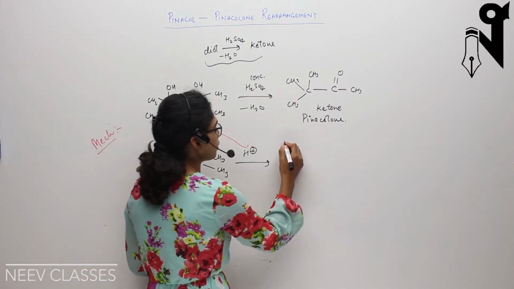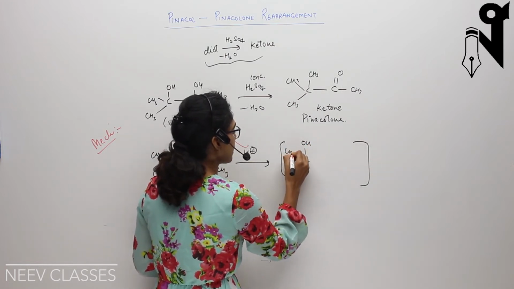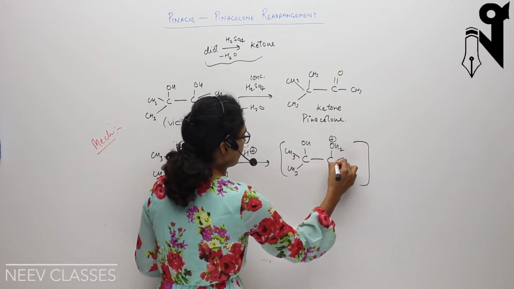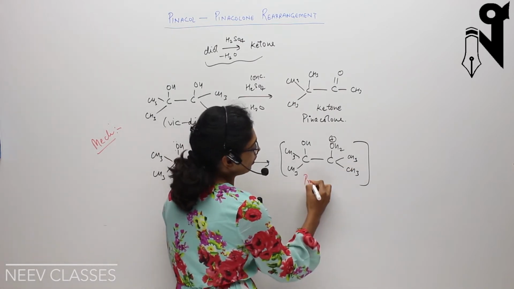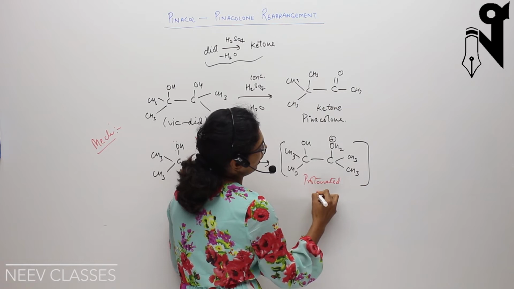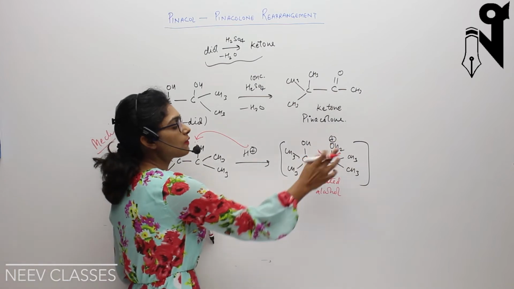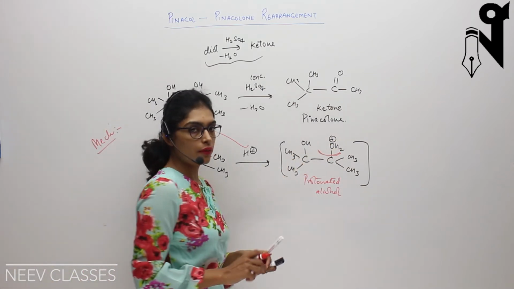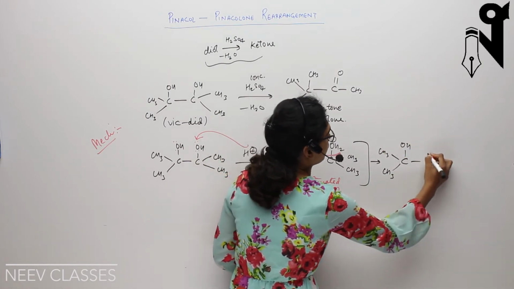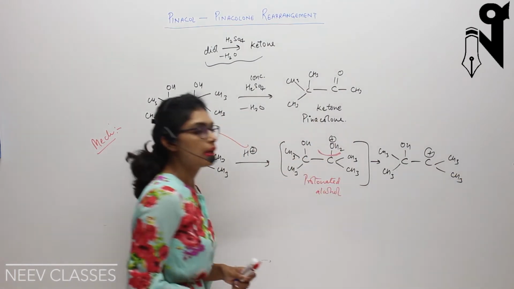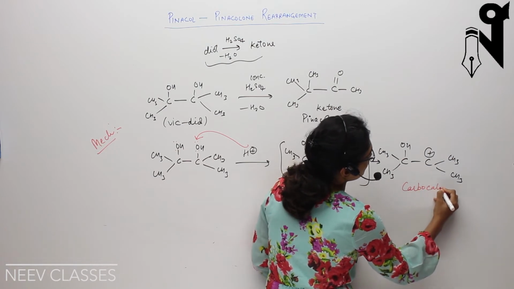So the intermediate will be formed as this protonated alcohol. Now this protonated alcohol will break its bond, this OH2 plus will break its bond with carbon, leading to the formation of a carbocation over here. So I will get CH3 over here. So this is the carbocation I have got. This is my carbocation intermediate.